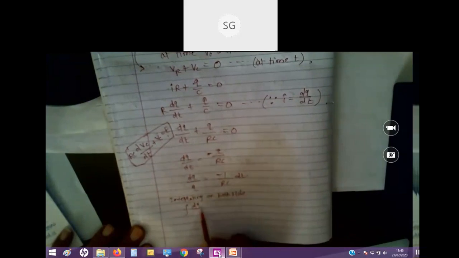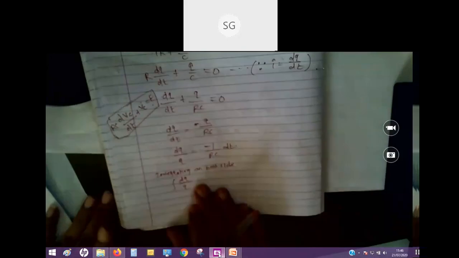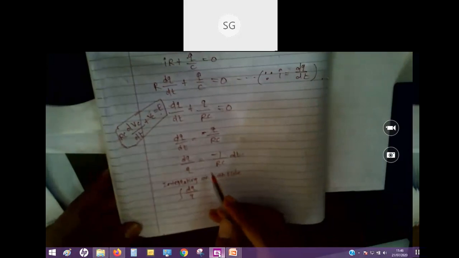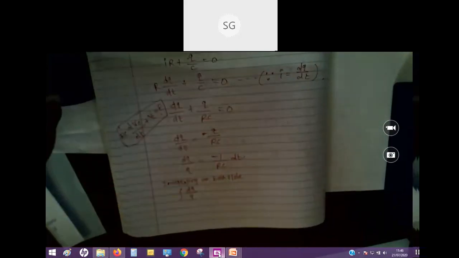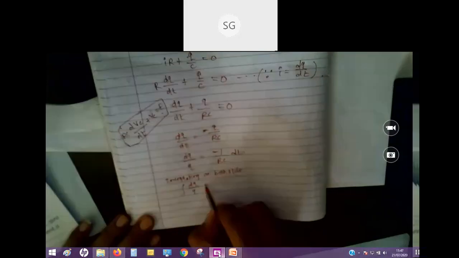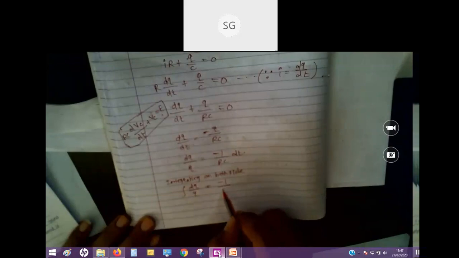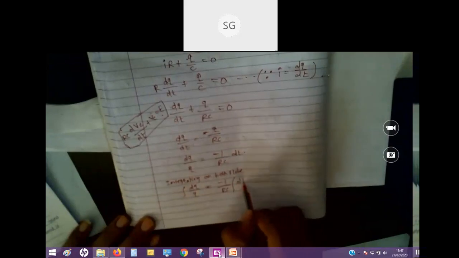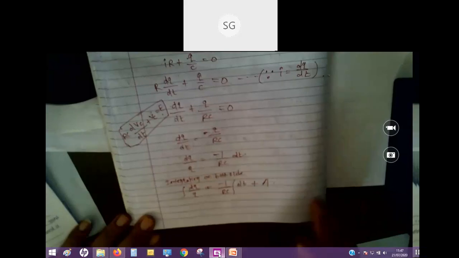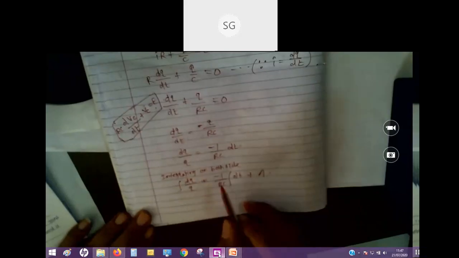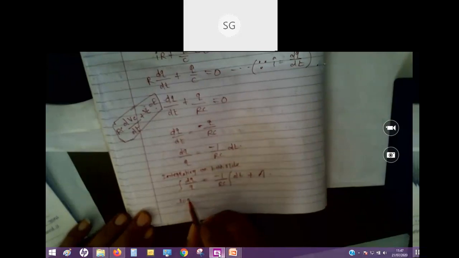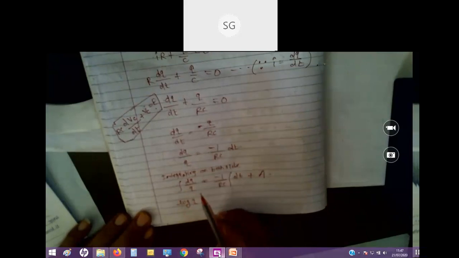I think the notebook and whatever I'm writing is visible to you. Somewhat blur is there, but we'll see what we can do here. Okay, integral of dq by q equals minus 1 by RC. Since it is constant, I have taken it outside, and since it is an indefinite integral, I am going to add one constant of integration. We know the integration of 1 upon q with respect to q is log q.